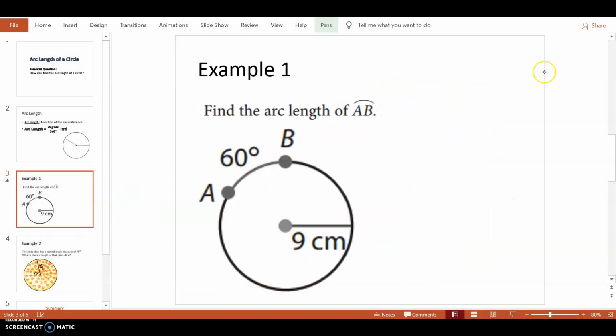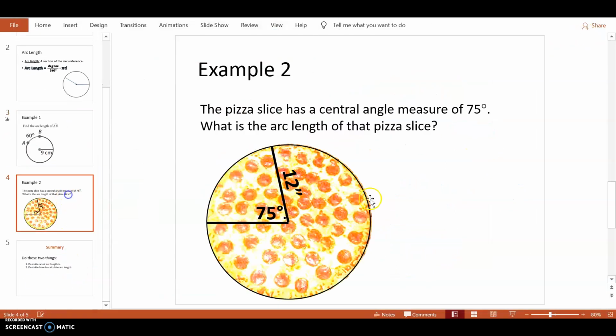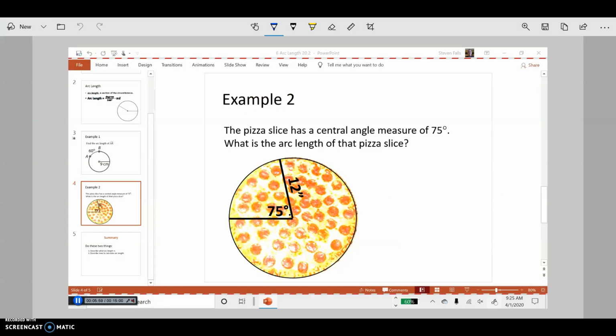Okay, let's move on. Next example, same thing. Get it copied down in your notes. Pause if you need to. This pizza slice has a central angle that measures 75 degrees. What's the arc length of that one pizza slice? So it's asking us to find the length from this point all the way to this point right there, that pizza slice. How do we do that?